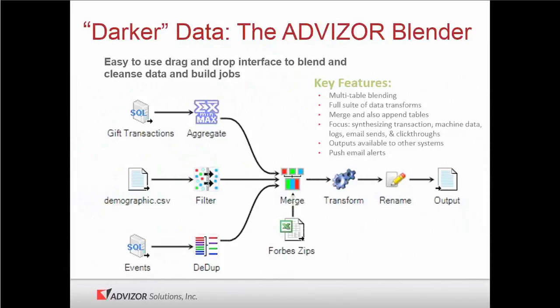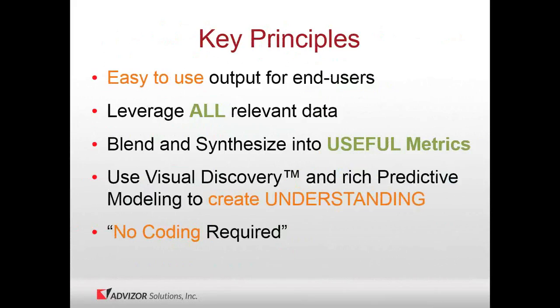It can synthesize and blend outputs available to other systems, and can push email alerts out. So there's a whole lot of additional stuff we can do with data blending and transformation beyond the simple example I just showed. And at the end, we go back to the key principles.